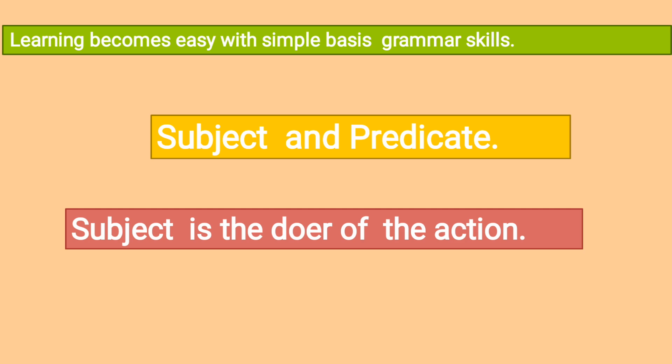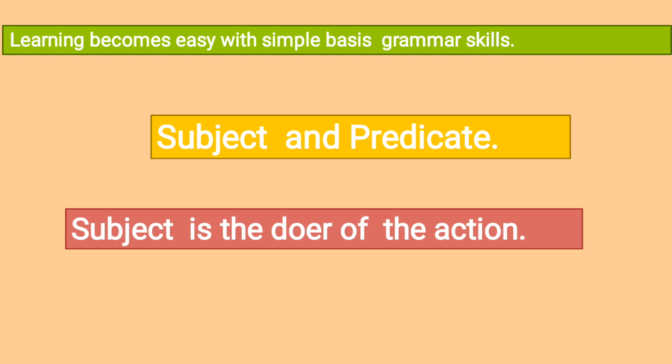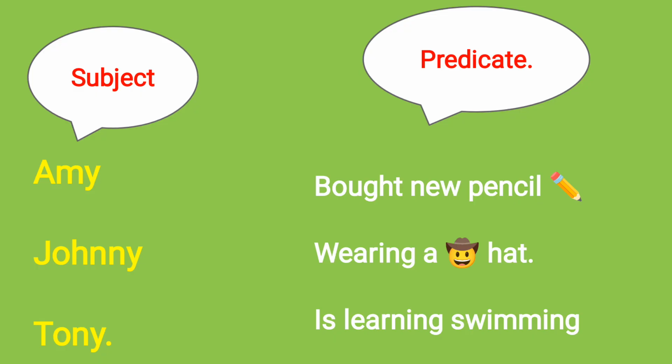The subject is a doer of the action. Now let's understand this definition which I read out for you with the help of example. Emmy bought a new pencil. Emmy is a subject. It's a naming part. It's a naming word. So a subject is always a noun or a pronoun.